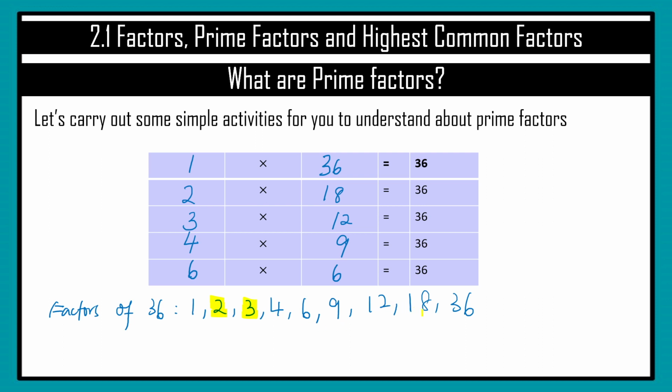Let us check all the other numbers to see if there are any others. Most of them are even numbers except for 9, but we know 9 can be divided by 3, thus 9 is not a prime number. So the prime factors of 36 are those two numbers that we highlighted in yellow, which are 2 and 3. These are the prime factors.